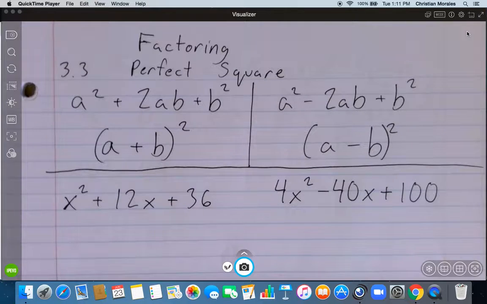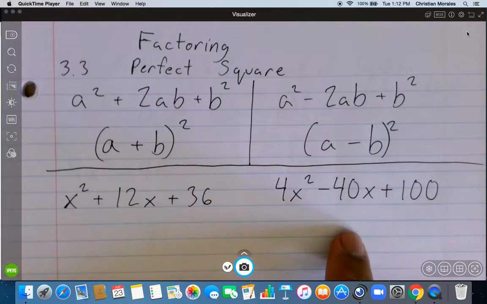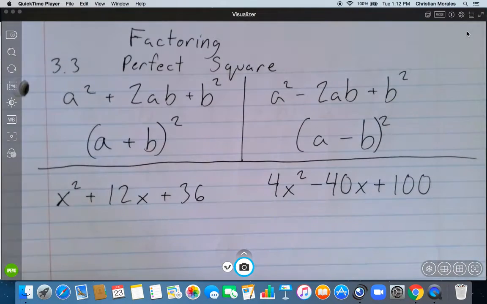Factoring special cases. The first one is perfect squares. Now, we are still dealing with trinomials, but this is a shortcut. This is a special kind of trinomial that will let you skip the area model and go straight to this. For these problems, you can still do area models if you want. Take out the GCF, use the area model, you'll be fine. But if you recognize a shortcut, oh, it's so much faster.